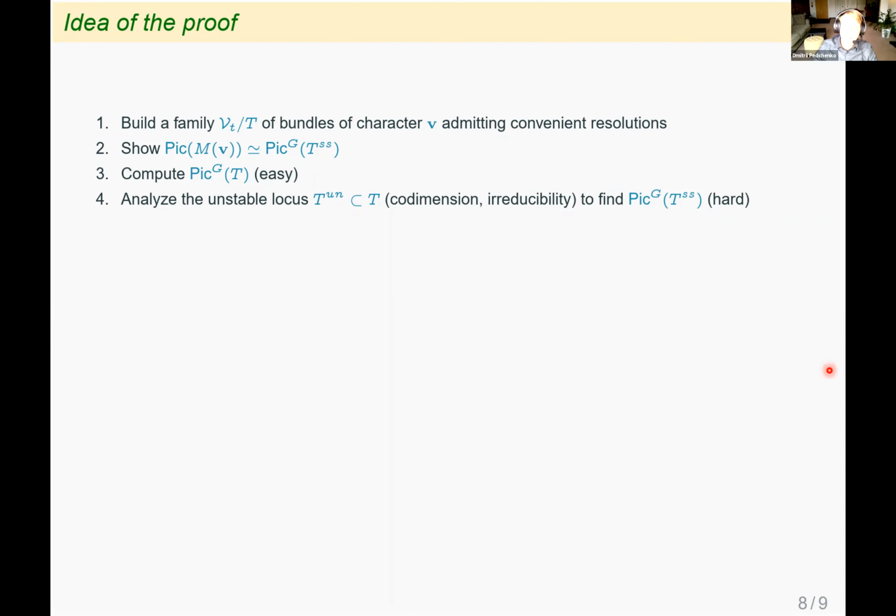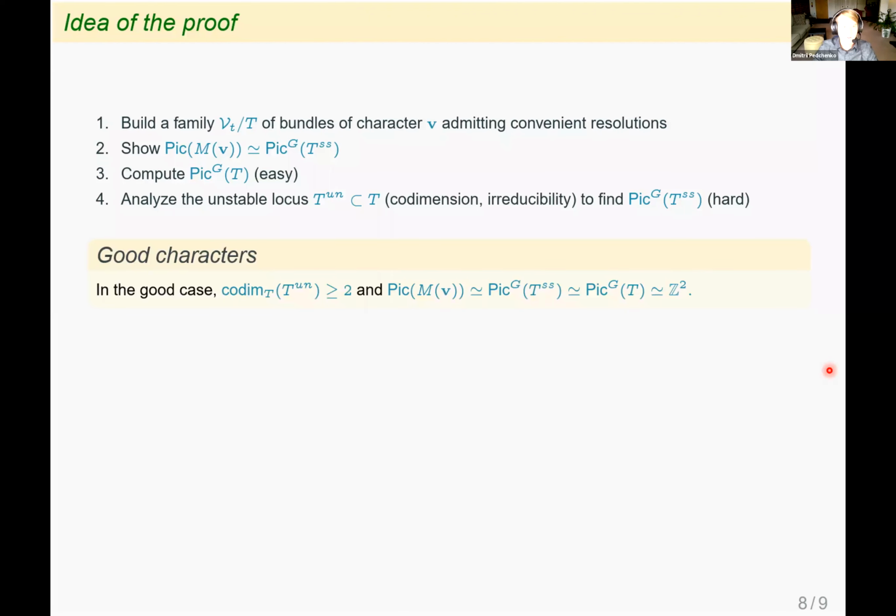And then once you have these 4 points established, you can tackle your good case and bad case. So here I assume that my Chern character lies on a single branch of the Drézet-Le Potier surface. Then one can actually show that the codimension of the unstable locus is greater or equal to 2. And then you have this chain of isomorphisms. So this is step 2. And this is this codimension 2 assumption. And you get just that that's the Z^2.